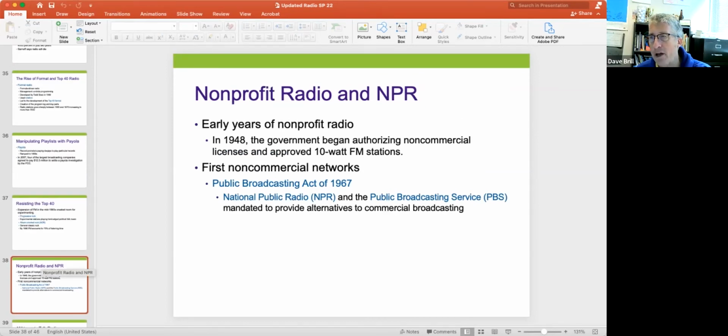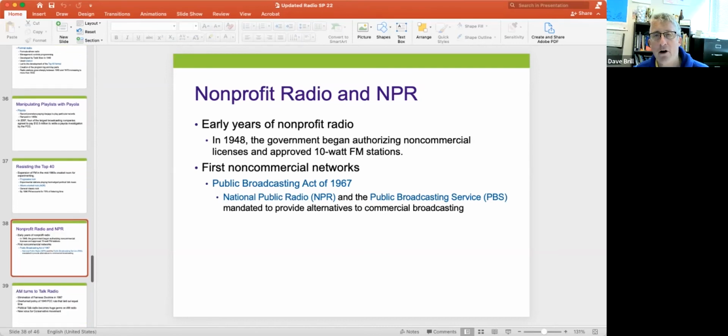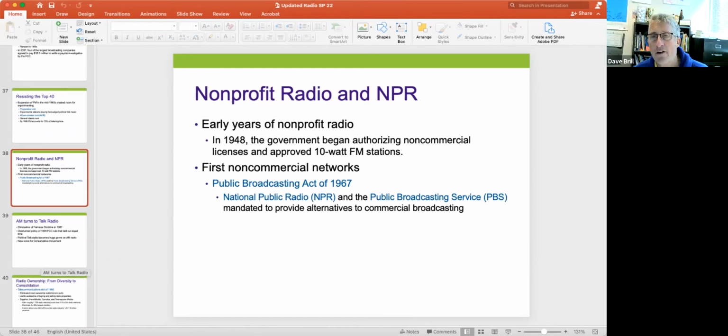How about nonprofit radio and National Public Radio, or NPR? The early years of nonprofit radio: in 1948, the government began authorizing non-commercial licenses, approved 10-watt FM stations. I can tell you, for example, in my very beginnings at the University of Colorado, I did radio, and we were in this tiny little low-powered station in the basement of our student center that was broadcasting to a handful of dorms, and we were also tied into local TV cable, so we at least were on the cable channel. But these were really low wattage stations. FM goes as far back as 1948.